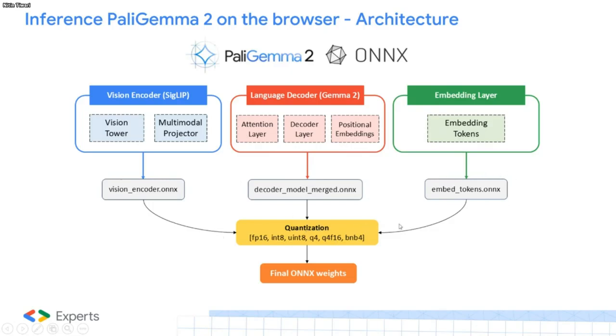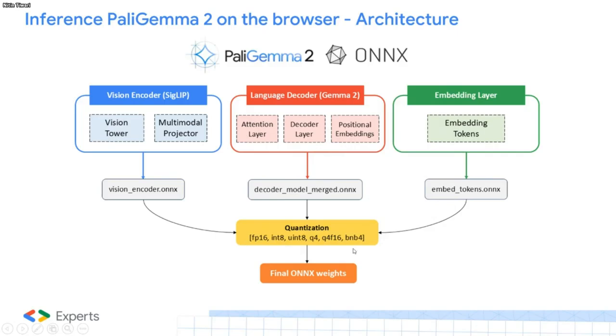Now this yellow thing, quantization, that you see, it's not mandatory, but it's ideally preferable when you want to run these models on device, which is the whole point of this session. We are talking about running these models on device. So that's where quantization comes into the picture, right? It can be floating point 16, integer 8, unsigned integer 8, q4, q4f16, and bits and bytes 4.